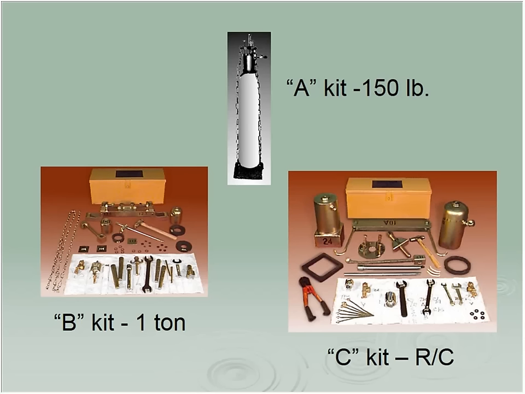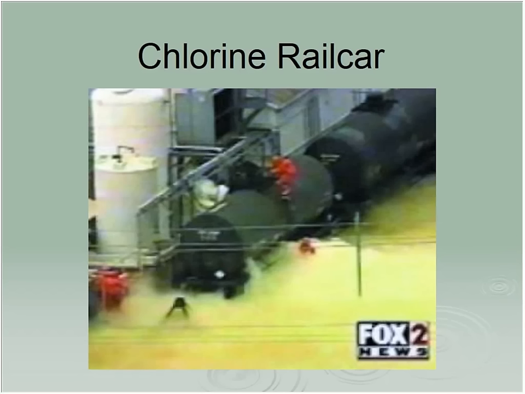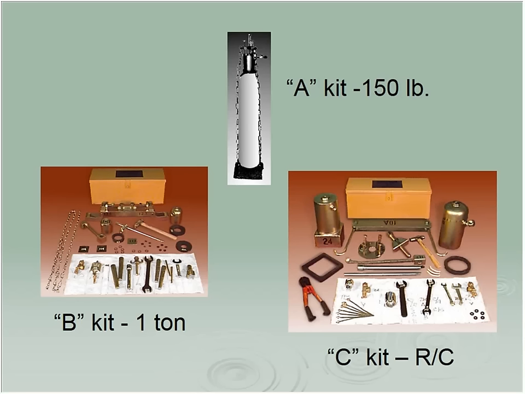At Hampshire Chemical, we'd bring in hydrogen cyanide cars of the exact same design as these rail cars, and we'd have to practice with these C-kit units. A lot of fun.